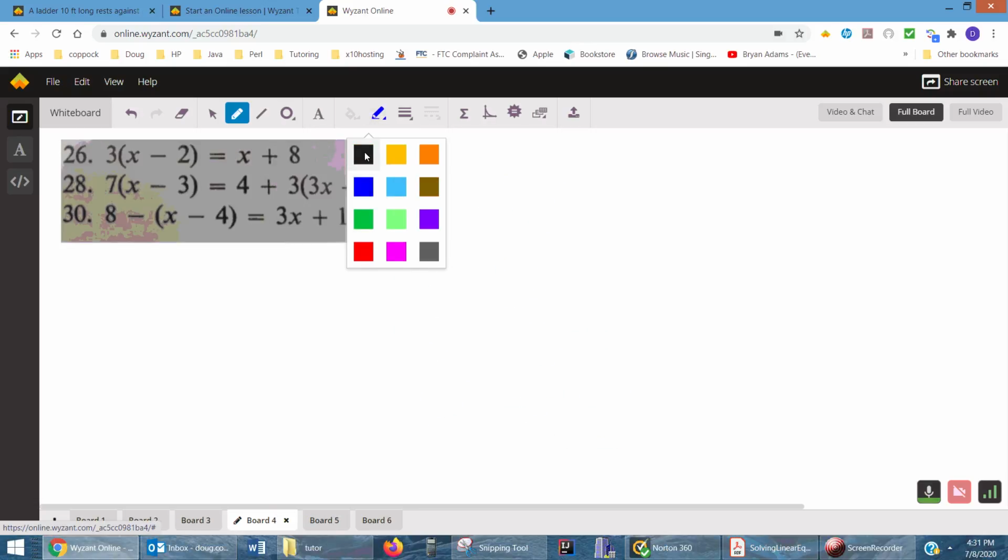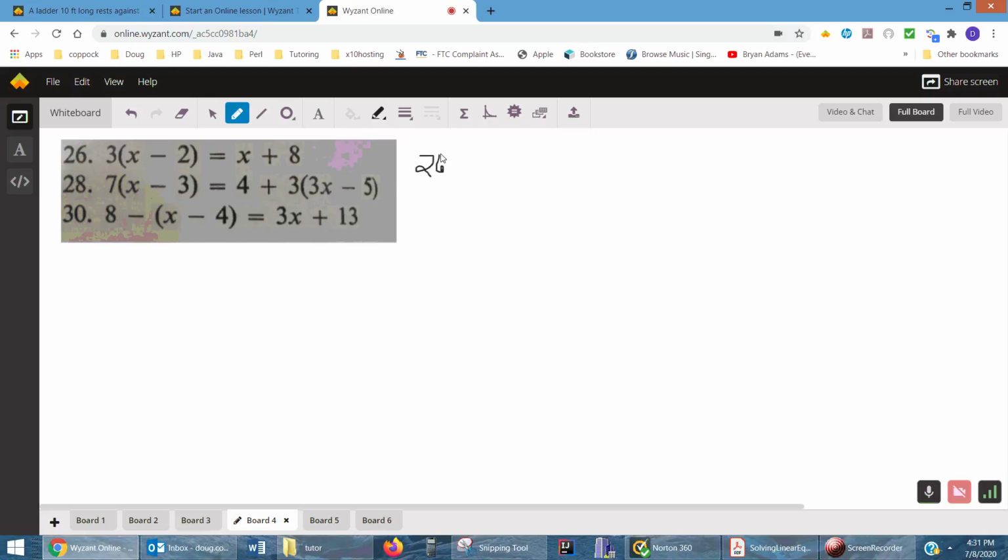Finally, let's look at these last three. This time we have to remove some parentheses. So if I distribute the 3, I get 3x minus 6 equals x plus 8. Let's get the variables on the left side of the equal sign. So 3x minus x is 2x. 8 is already on the right side, but I have to get the negative 6 over. 8 plus 6 is 14. Divide by 2. 14 divided by 2 is 7.